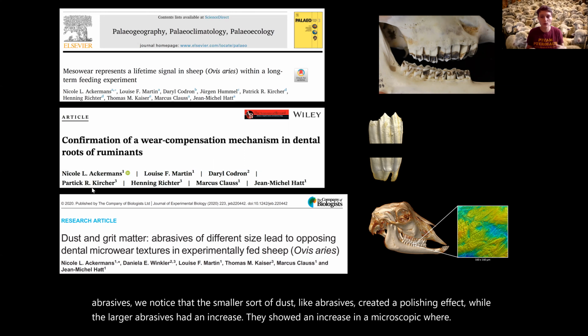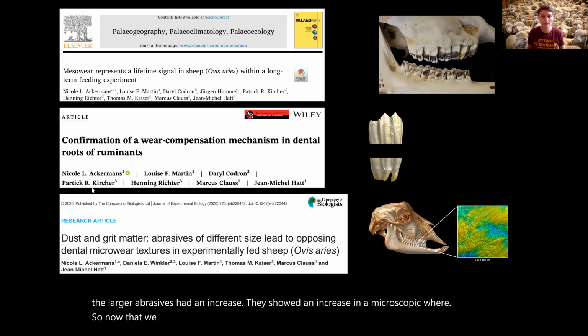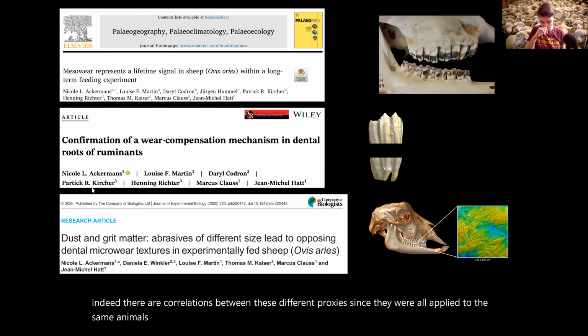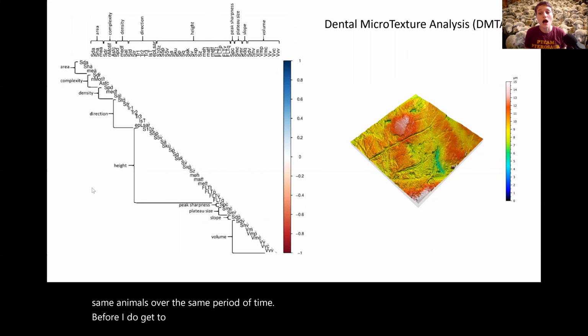So now that we have all of these analyses separately, our aim is to compare them and see if indeed there are correlations between these different proxies, since they were all applied to the same animals over the same period of time. Before I do get to the results, though, I want to explain a little bit what dental microtexture analysis looks like, DMTA for short.